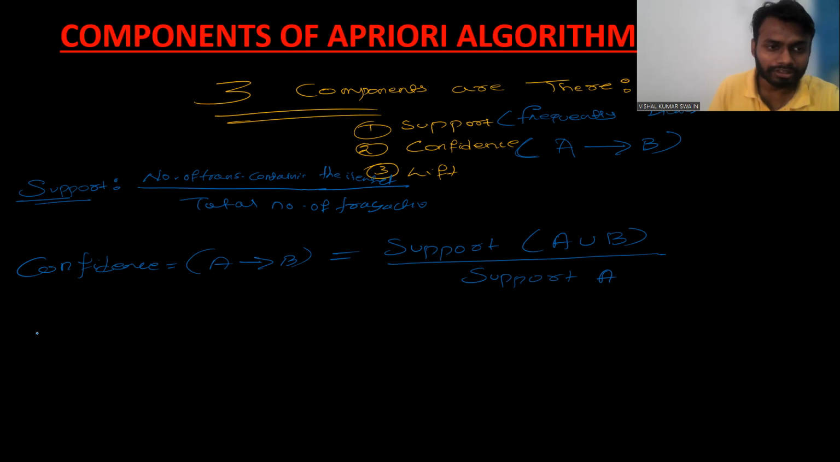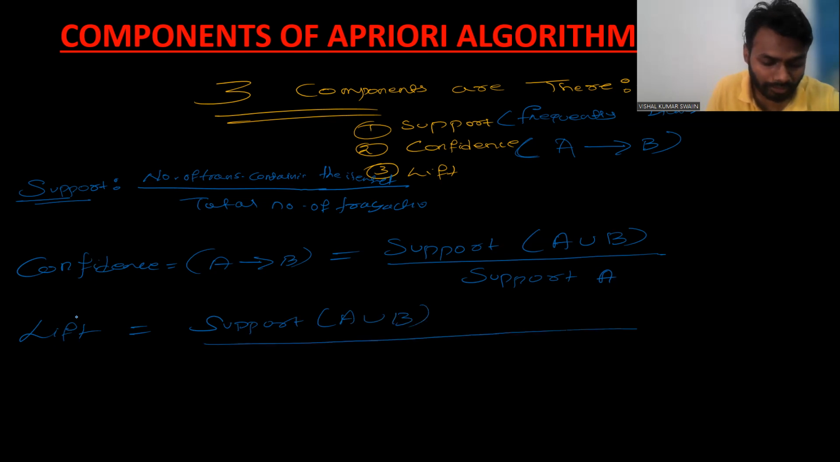Now if we go for the lift, what is the lift? Lift measures the strength of the association between the items in a rule relative to their individual occurrence. How to calculate it? Support of A union B divided by, not just the support of A as in confidence, but the support of A multiplied by the support of B.